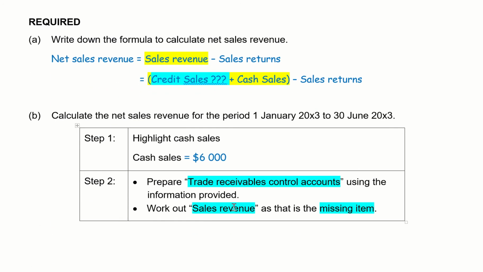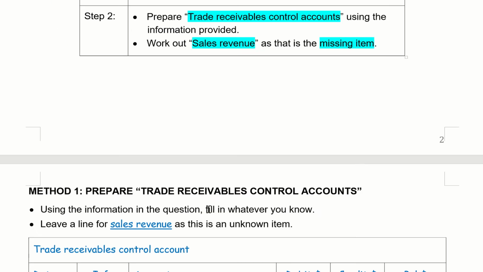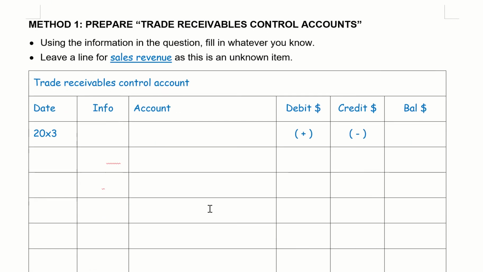Therefore, your sales revenue is actually the missing item. So we're going to prepare our trade receivables control account to work backwards to find out what our sales revenue is. Let's take a look at the first method. In order for me to find out what my credit sales are, I need to prepare the trade receivables control account. Using the information in the question, you need to complete this trade receivables control account based on whatever you know. So let's start first.